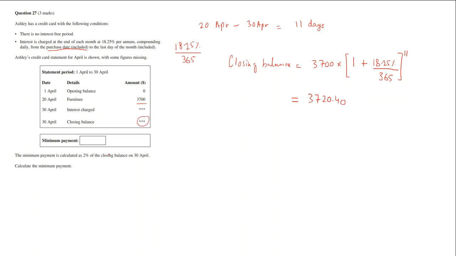That's this amount. Now, minimum payment is 2% of that. So minimum payment would be 3720.4 times 2%, which would be $74.41.